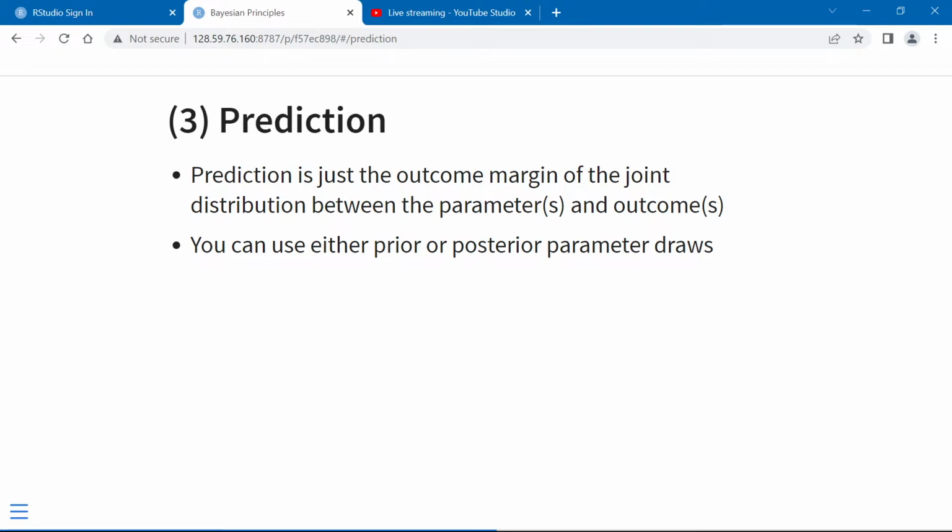So, third task, prediction. From a Bayesian perspective, prediction is just the outcome margin of the joint distribution between the parameters and the outcome. Or there could be multiple outcomes, whatever. You could use either posterior or prior draws in that joint distribution. Obviously, your posterior ones are going to be more precise because they've conditioned on the data, but really we're just talking about a marginal distribution of the data irrespective of the parameters under the model. But the model could be either updated or not based on it.